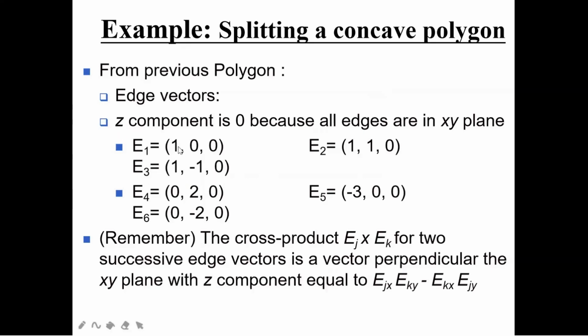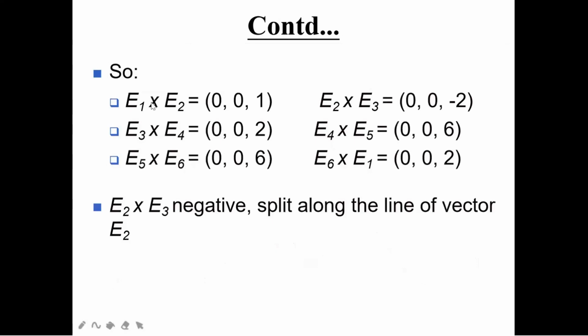Now we have to write the values. How did we get these values? We have to do the cross products of two successive edge vectors. We have the formulas where the result has to be perpendicular to your xy plane, and then you find your z component. This is the formula you have to apply, and you write down the values. Now if I do the cross product, you can see some of the values.